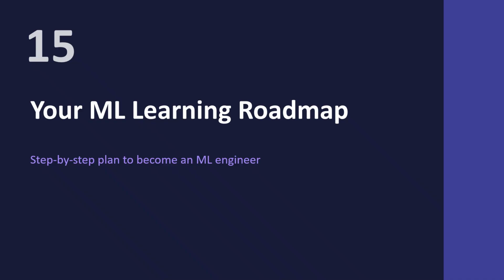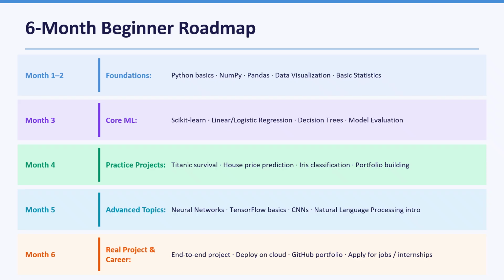Now you have the full picture of machine learning. The next question is, how do you actually learn all of this? Section 15, your step-by-step roadmap. Here's a realistic 6-month plan to go from zero to job ready. Month 1 and 2 focus on foundation.